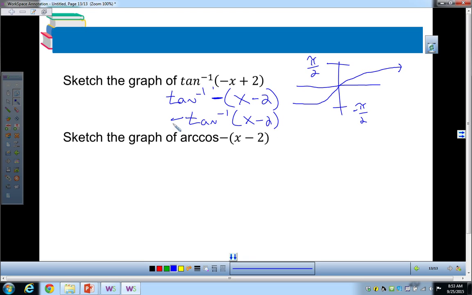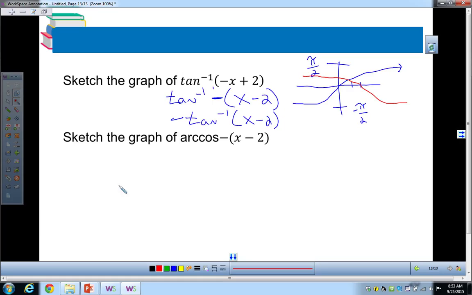What does the negative do to things? It flips it this way, right? What's the 2 do to it? Moves it right, okay? So I'm going to go 2 units right, and then it's going to flip, going to look something like this. That's all I'd be looking for. It's just a little sketch like that, okay? To know what it looks like, you get that?